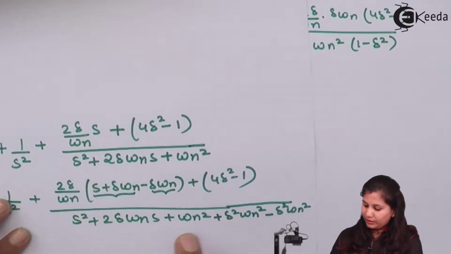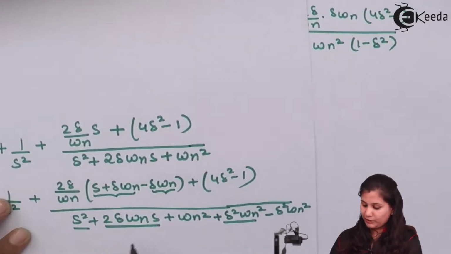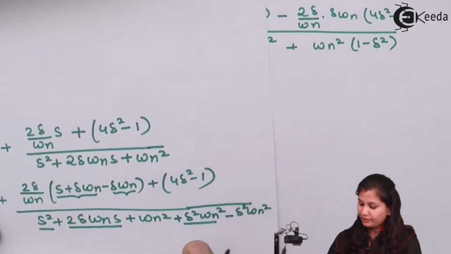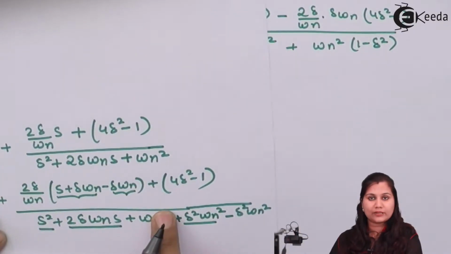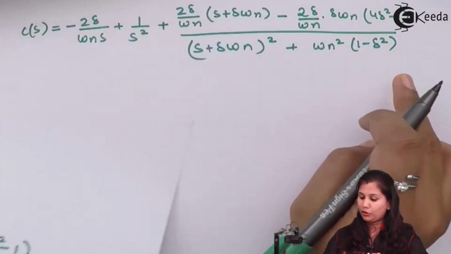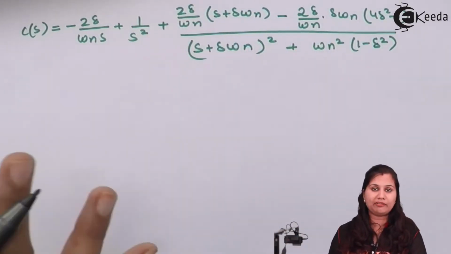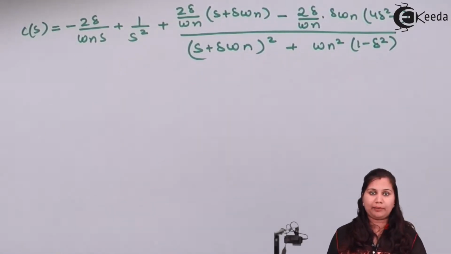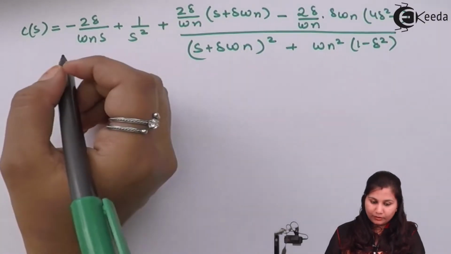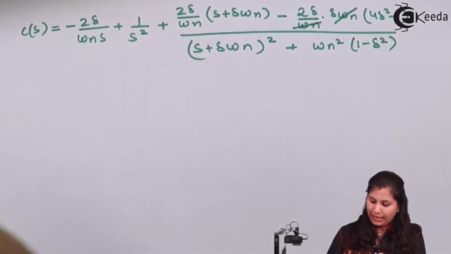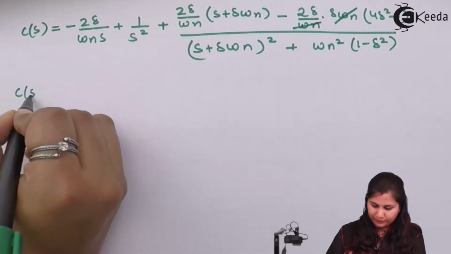So this s square plus 2 del omega n s plus del square omega n square is forming the formula (s plus del omega n) whole square, and in the remaining terms we can take omega n square as common, so we are left with 1 minus del square. So we have written it here. We are just simplifying this so that we can reduce it to some of the standard formulas of inverse Laplace transforms. Now this omega n and omega n can be cancelled out. And just simplify it more.